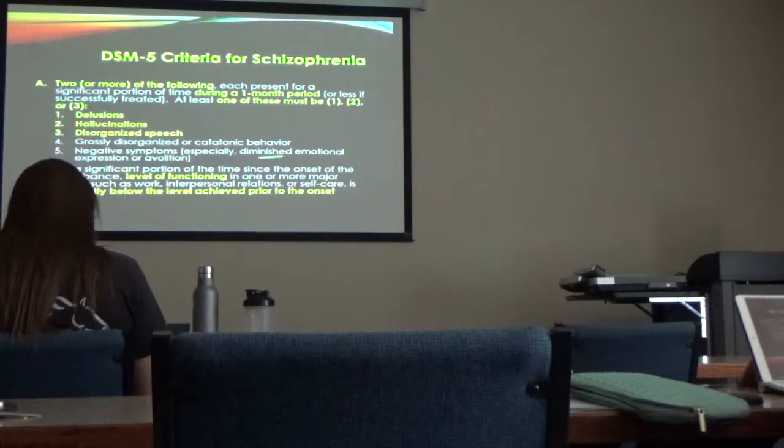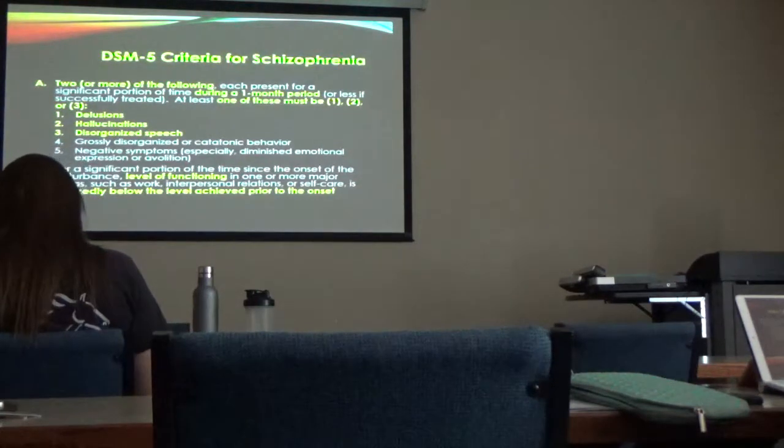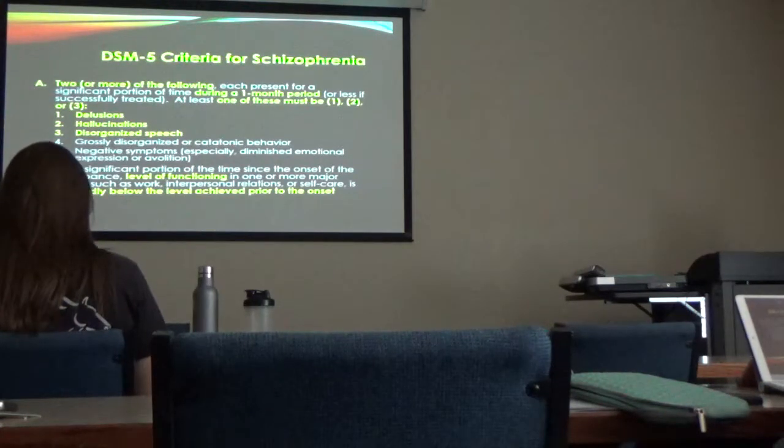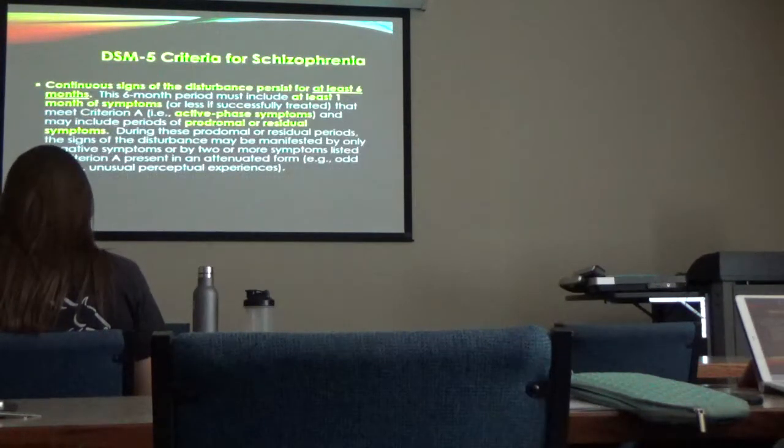They have to have had a significant portion of the time where their level of functioning was way below what it is when they don't have schizophrenia. So it's always a disability. It's a fairly notable disability. So 2 or more of these 5 symptoms for at least a 1-month period, at least one of them has to be a hallucination, delusion, or disorganized speech, and their function has to be way down.